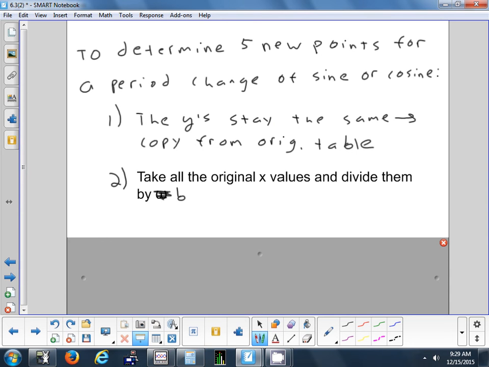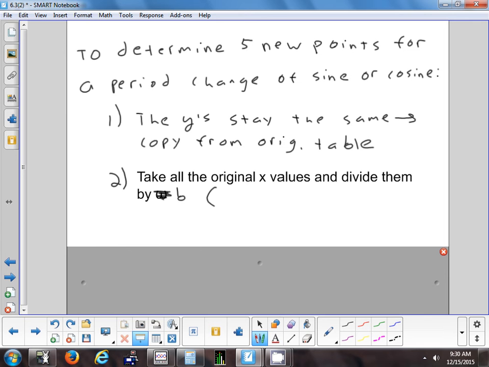Okay, and to get our new X values, you're going to take all the old X values and divide them by B. Now, sometimes it might be easier to think of that a little differently. We did this earlier. If I divide by 1/3, that's the same as what? Multiplying by 3. All right? So dividing by B is the same as multiplying by the reciprocal of B, which is 1 over B.